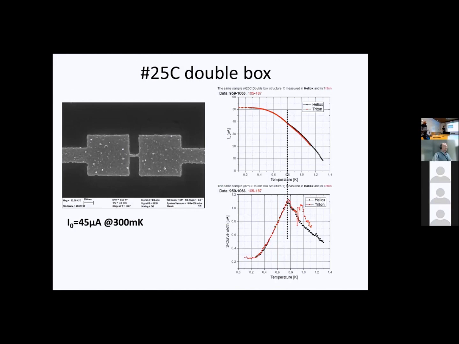Okay, here is another similar question. Here I measured, I have two fridges. One is Heliox and another is Triton. So I measure on two setups. You see I have very good agreement of data here. Here the Triton already has a problem to stabilize above around 1K, like all dilution fridges. You need to stabilize really with accuracy of 2 mK. So try to do it with brute force.